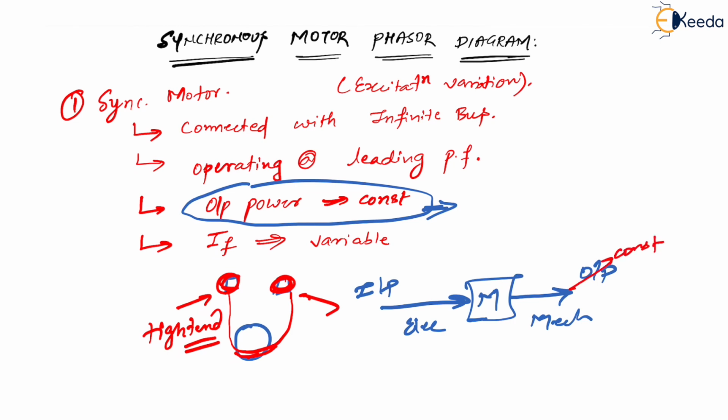Now we know that if the output power is constant, then definitely the electrical input power also has to be constant. That is the reason we can consider the electrical equivalent power only. If my power is constant, then this P we can write as Vt Ia cos phi. Yes or no? Now we already know that this Vt is constant. Why? Because it is connected to an infinite bus.